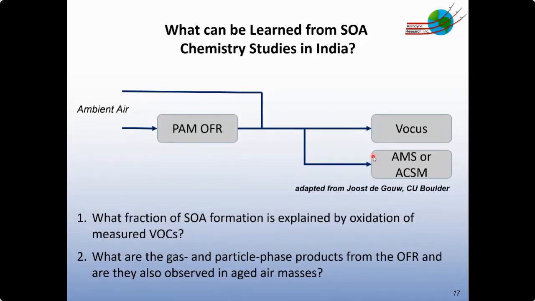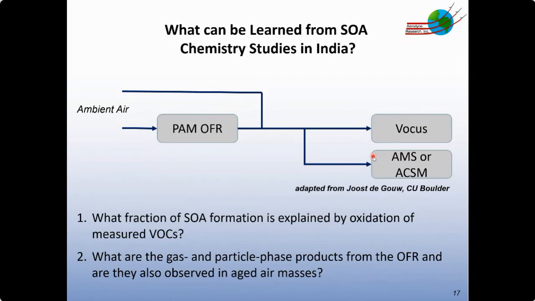An obvious question that I motivated earlier in this talk by asking what the precursors to SOA are: what fraction of SOA that's observed in situ from oxidation of precursors in ambient air can be explained by the consumption of VOCs that are explicitly measured. That can be done by coupling the OFR to a PTR-MS such as our VOCs, or any other instrument that is able to measure in real time gas phase compounds that might be reactive towards hydroxyl radicals and that might form SOA.